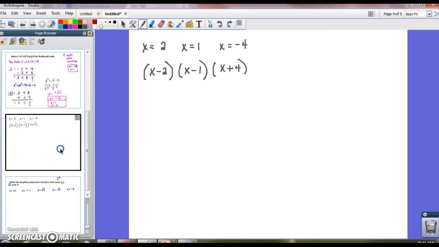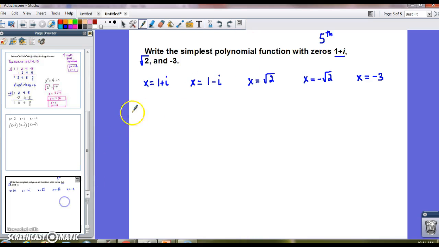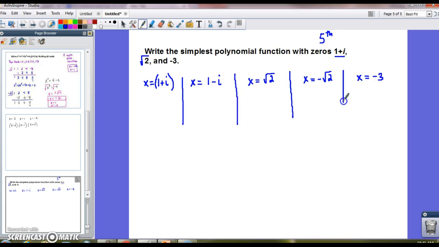And so if I follow the same rule that I did here, where I'm turning my zeros into factors simply by moving that term over to the other side of the equal sign, then here I would just be subtracting 1 plus i from both sides. And so what I would end up with is x minus 1 plus i is equal to 0. Here I would end up with x minus 1 minus i is equal to 0.